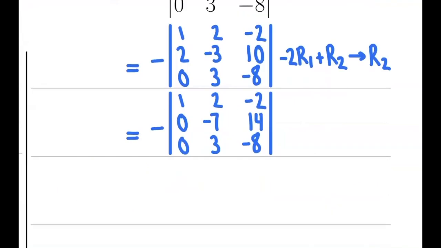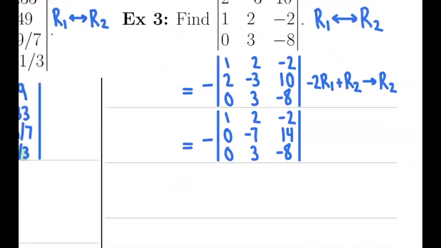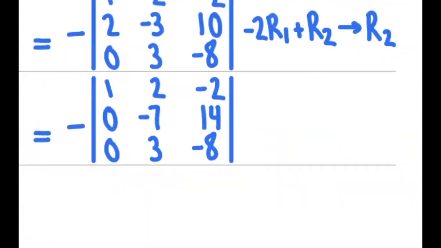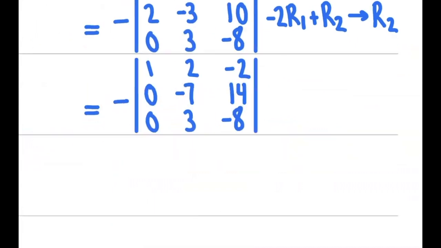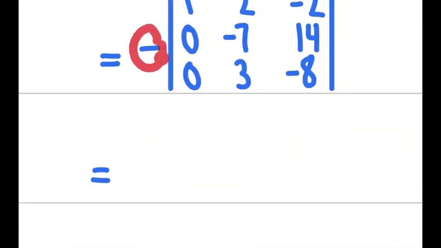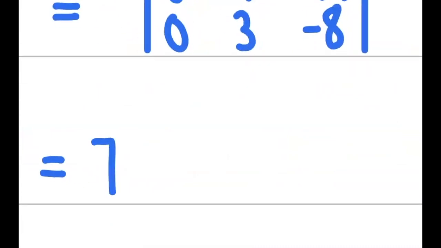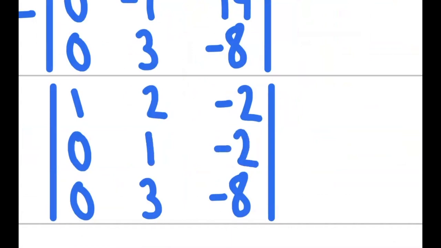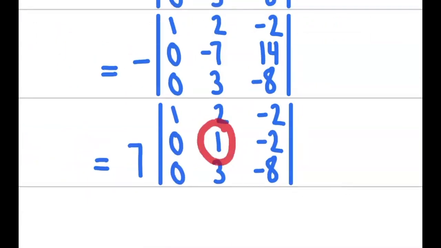Okay, this is great. And now what I'm going to do is I'm going to use this third property here because I see a negative 7 and a 14 in the second row. So I can just factor out that negative 7. And then there's a negative in front, so it's going to become positive 7. And this will become 1 and negative 2. So that's great. I have a 1 here.